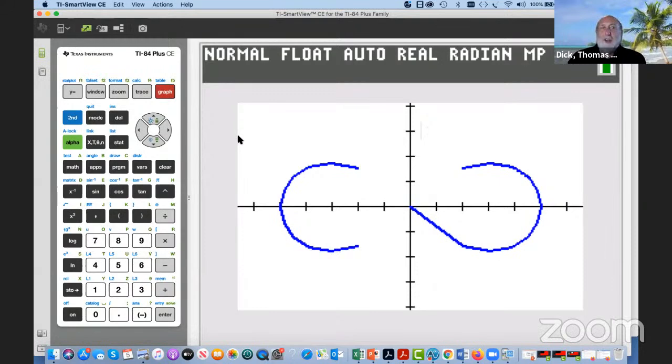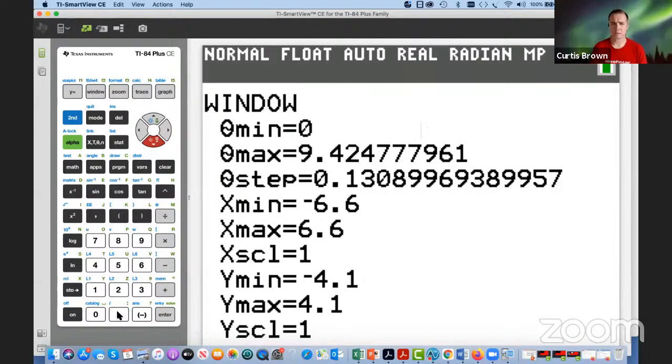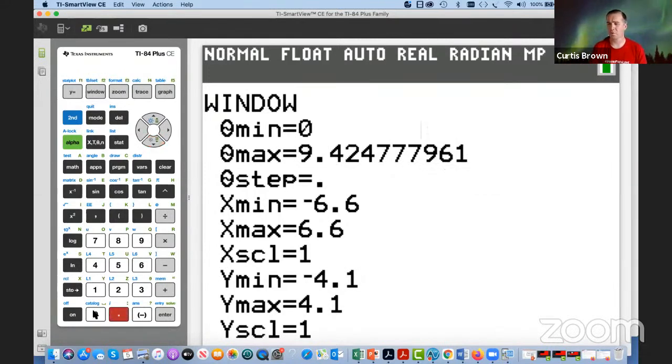Okay. So I've got another thing I'm going to try here. I'm going to go back to my window. I'm going to change that theta step size and make it actually smaller. So Verge is suggesting that we need to go all the way to 4 pi to make that make sense.